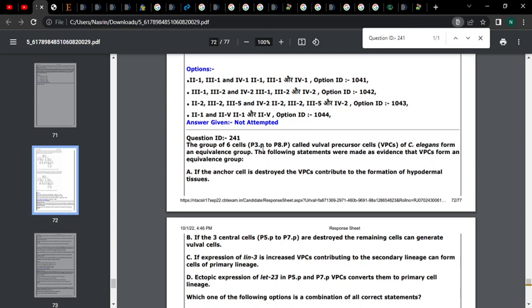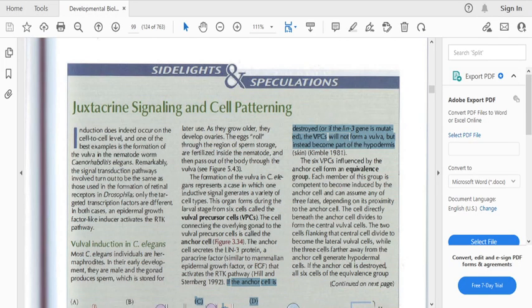This is because if you destroy the anchor cell, the vulval precursor cells will definitely contribute to the formation of hypodermal cells. That's the correct option. You can even find this in the Gilbert book also. So let me show you. Here you can see, this is from page number 99 in Gilbert 9th edition, friends.